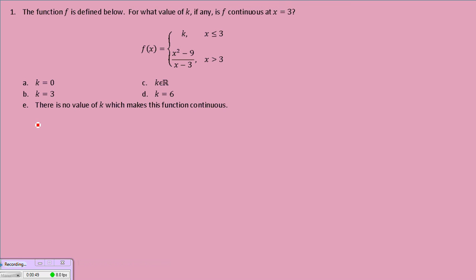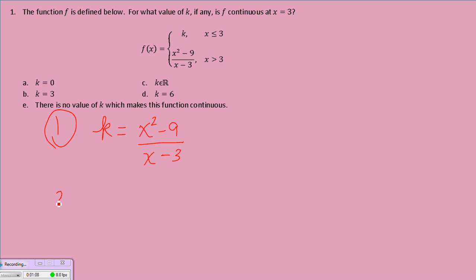We have step 1. This is a new thing, I don't know how to write with this yet. So we have k equals x squared minus 9 over x minus 3. And so that's step 1.